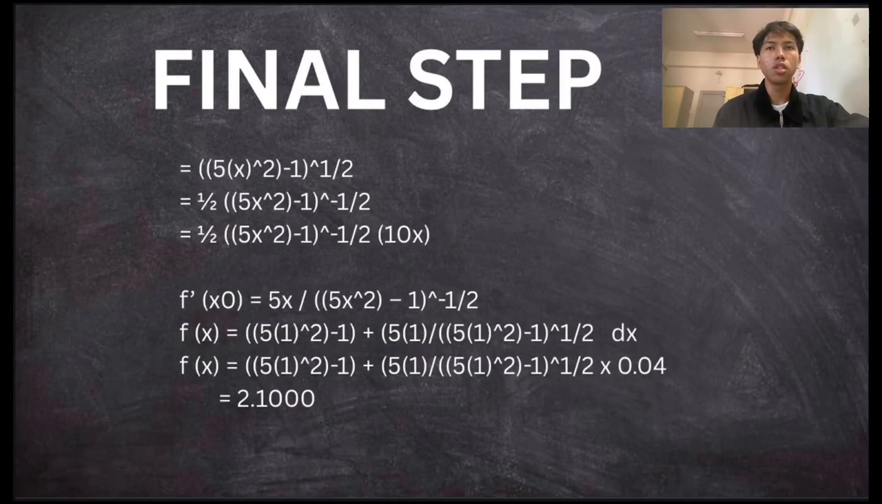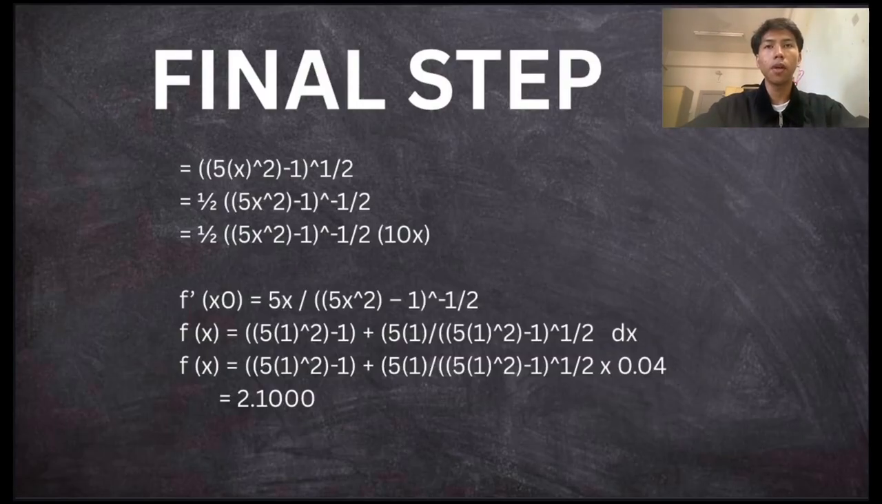Next, we differentiate the function using the chain rule. f prime(x) equals 1 over 2 times (5x squared minus 1) to the power of negative 1 over 2 times 10x. After simplifying, we get f prime(x) equals 5x over the square root of 5x squared minus 1. In this step, we bring down the power 1 over 2, subtract 1 from the exponent, and multiply by the derivative of the inside function, which is 10x. This method is called the chain rule.